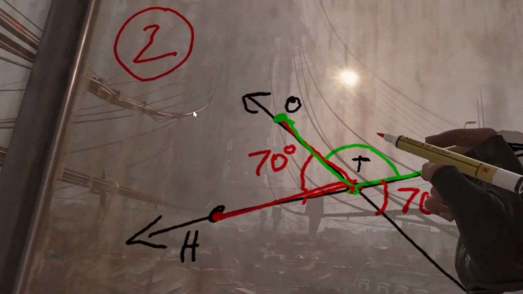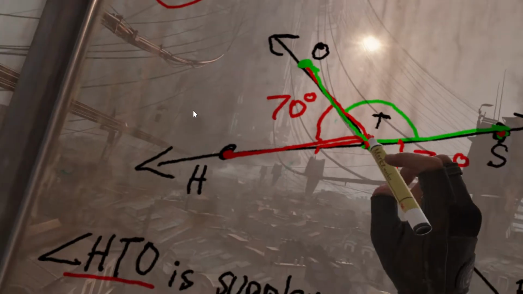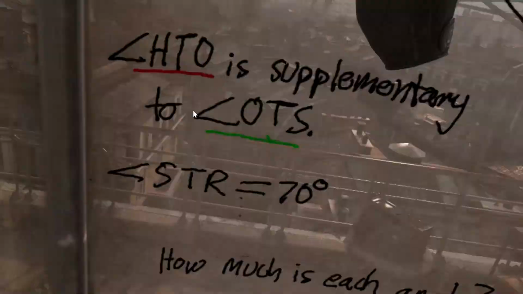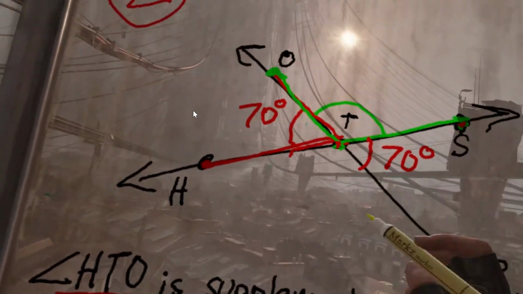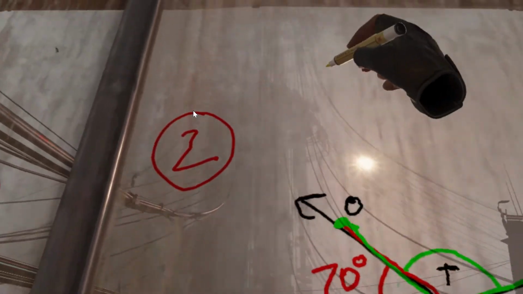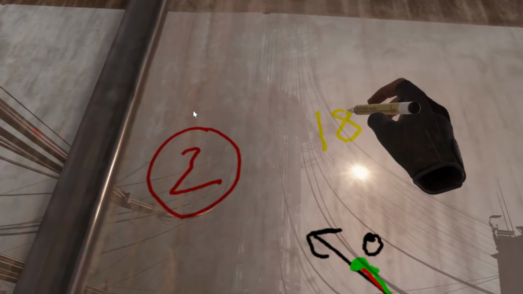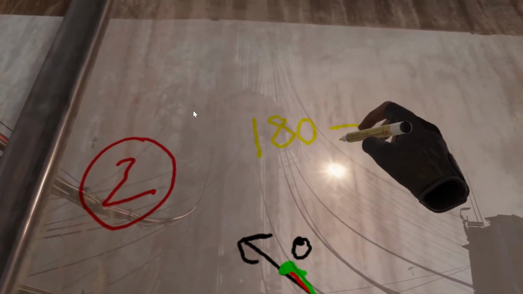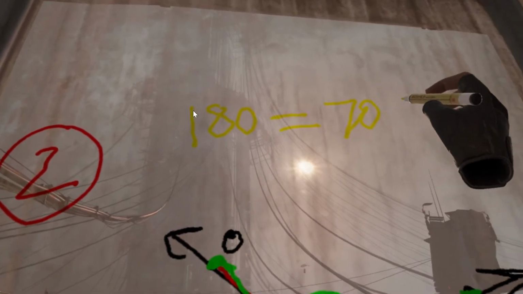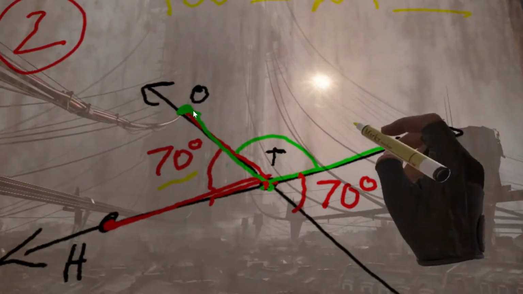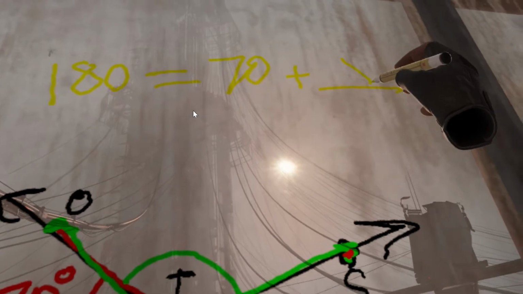And then we can find this angle, OTS, because we know that this angle and this angle are going to equal 180 degrees because they are supplementary. So I can just say 180 equals this angle here, 70, plus this angle, which we'll just put X for now.